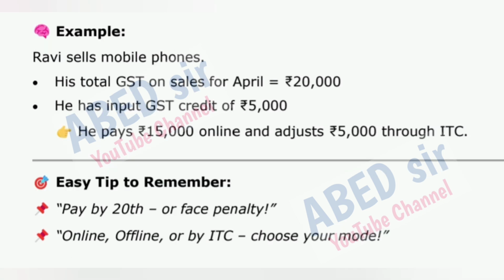Example. Ravi sells mobile phones. His total GST on sales for April is equal to 20,000 rupees. He has input GST credit of 5,000 rupees. He pays 15,000 rupees online and adjusts 5,000 rupees through ITC. Easy tip to remember. Pay by 20th or face penalty. Online, offline, or by ITC, choose your mode.